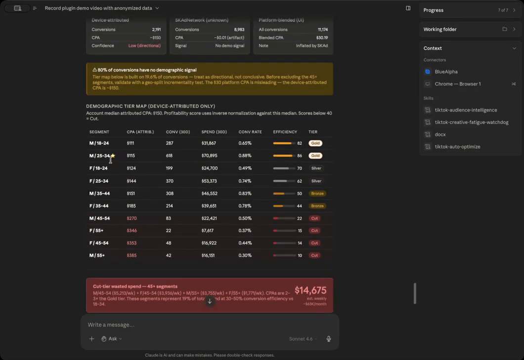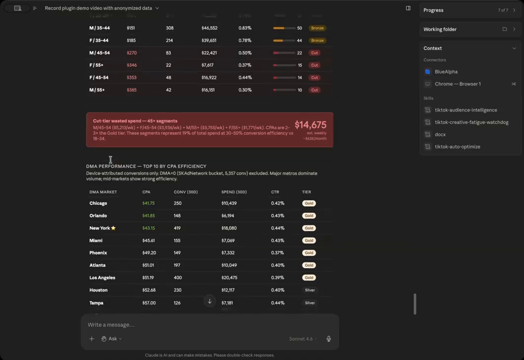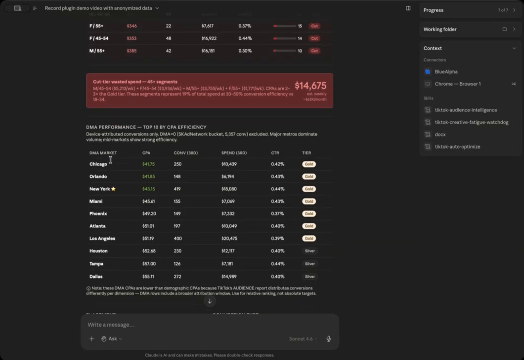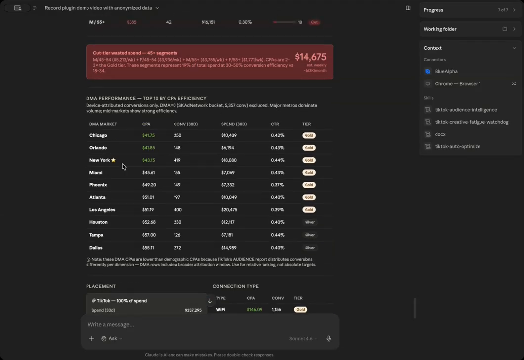Then next to just the audience that is actually hitting, we can even look into the different DMA performance and help them understand across which DMAs or regions this is performing well. Interestingly here, it seems not to be a regional split. Or, I don't know, those are the top 10 by CPA efficiency, the top 10 DMAs.